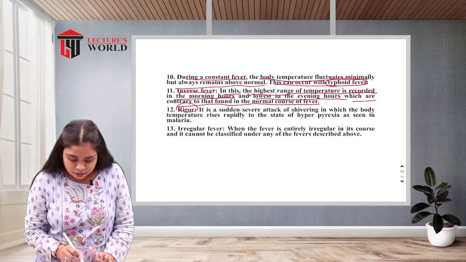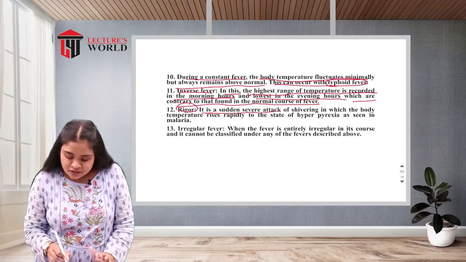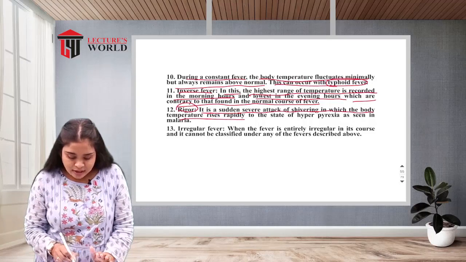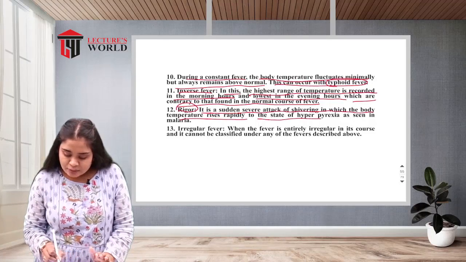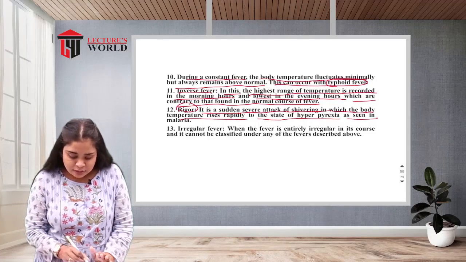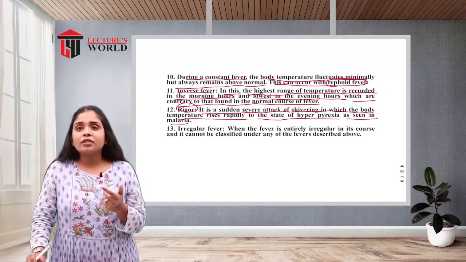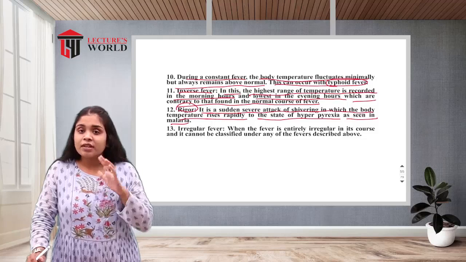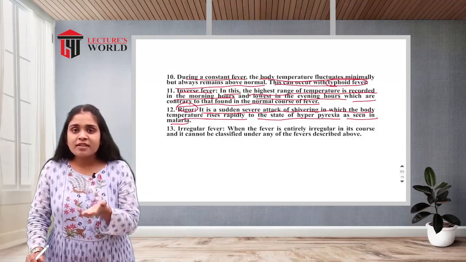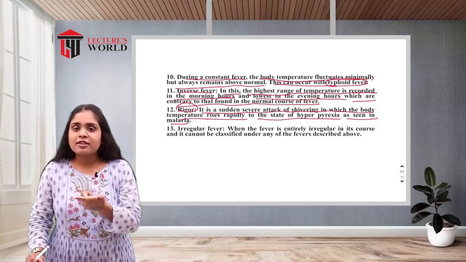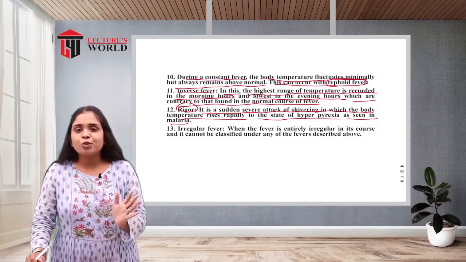Then after that, the rigor. It is a sudden severe attack of shivering in which the body temperature rises rapidly to the state of hyperpyrexia, as seen in malaria. So here the patient will have a temperature, and simultaneously they will be having shivering also. The temperature will be raised and the shivering will be there. So that is known as a rigor.